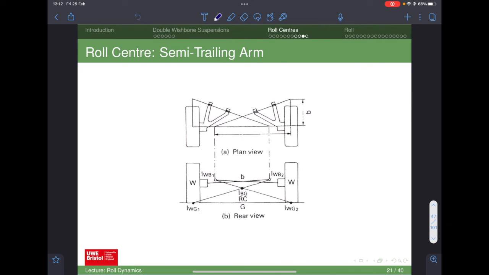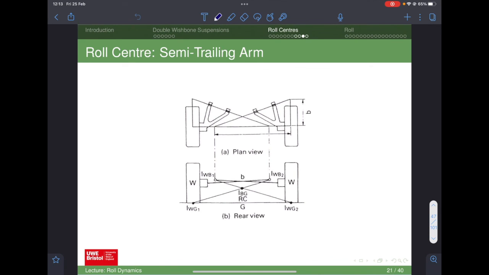The semi-trailing arm, as we talked about two weeks ago, wasn't it? Or was it last week? Two weeks ago. This is a system that used to be used quite frequently on rear drive vehicles, like the E30 BMW. You actually need two views. You need the plan view from the top, and you need the rear view as well.